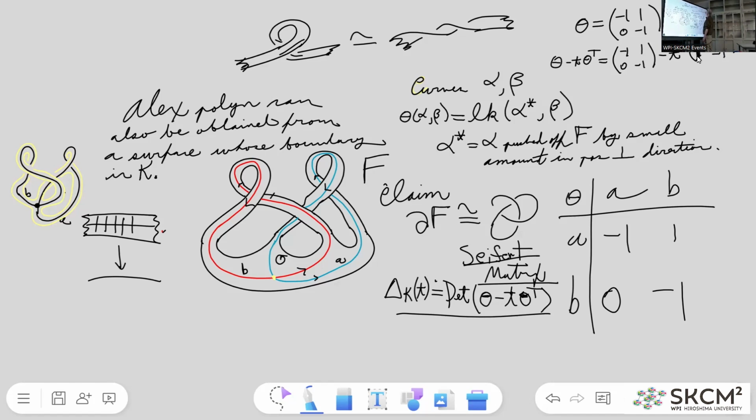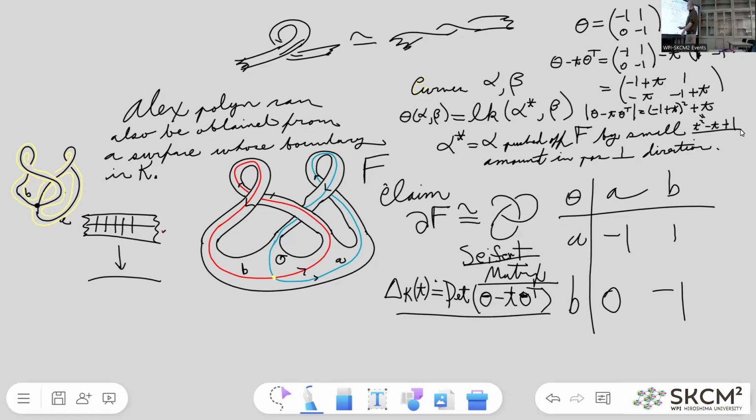That's a transpose. Then writing that out as a single matrix, I have -1 plus T, 1, 0 minus T, and -1 plus T. If I take the determinant of theta minus T theta transpose, I get (-1 plus T) squared plus T, which is T squared minus 2T plus 1 plus T, which is T squared minus T plus 1, our old friend. Okay? Works.